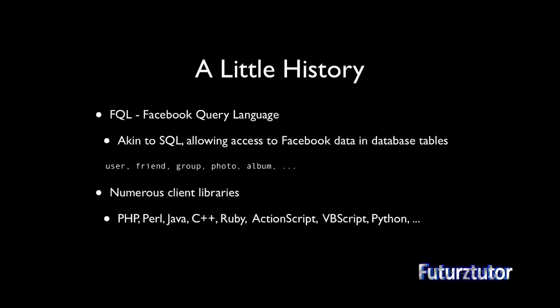FQL, Facebook query language, is similar to SQL and allows access to data in the underlying Facebook database tables. Data such as user, friend, group data, photo data, albums containing photos, etc. could all be accessed using FQL. And to provide a developer with the tools they needed to interface with the various REST API functions or with FQL, there were numerous client libraries for programming languages such as PHP, ActionScript, Python, etc.